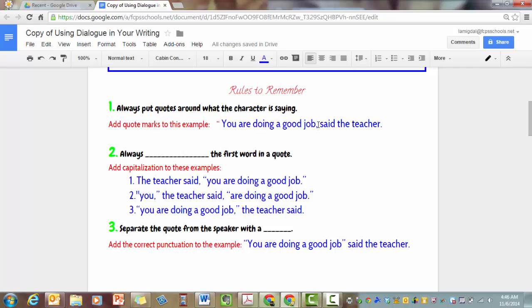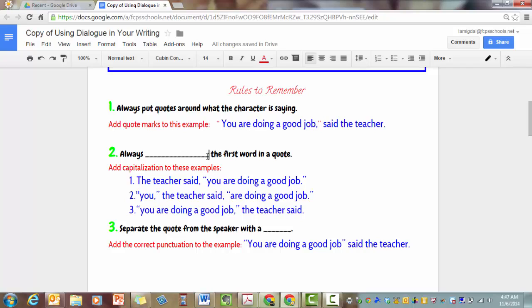Now, I want you to notice where I put this one. Oh, they're backwards. All right, so I got to do it this way. Oh, they come in red. Very nice. "You are doing a good job," comma, quotation mark. The comma is inside the quotation mark. That's something really hard that we want to show you. Okay? So just around the words that the character says. Got it? Okay. Number 2.